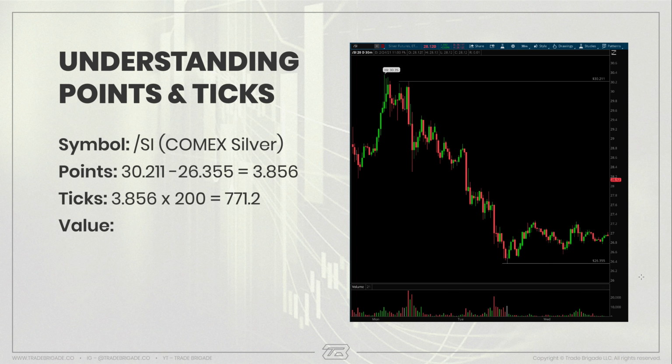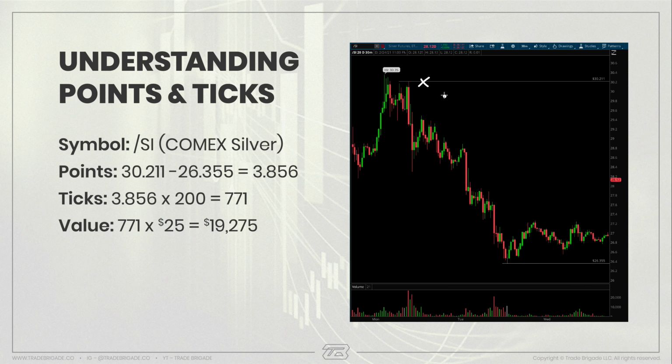How many ticks is that? Well, we know that there's a 200 multiplier on silver. So there's the math there. We're left with 771.2 ticks. But remember, we're always going to round that down. So now if we do 771 times $25 per tick, this move here in silver was worth just shy of $20,000, right? And again, remember, leverage works both ways.